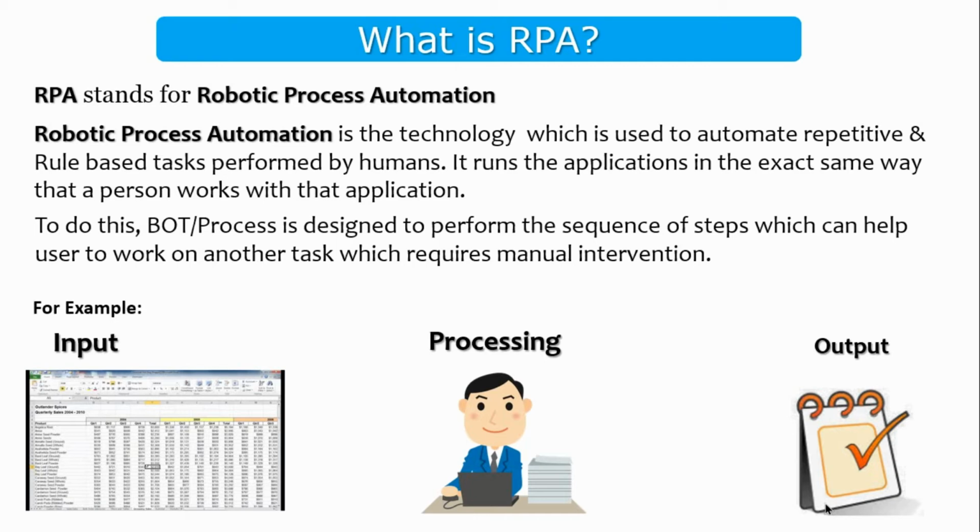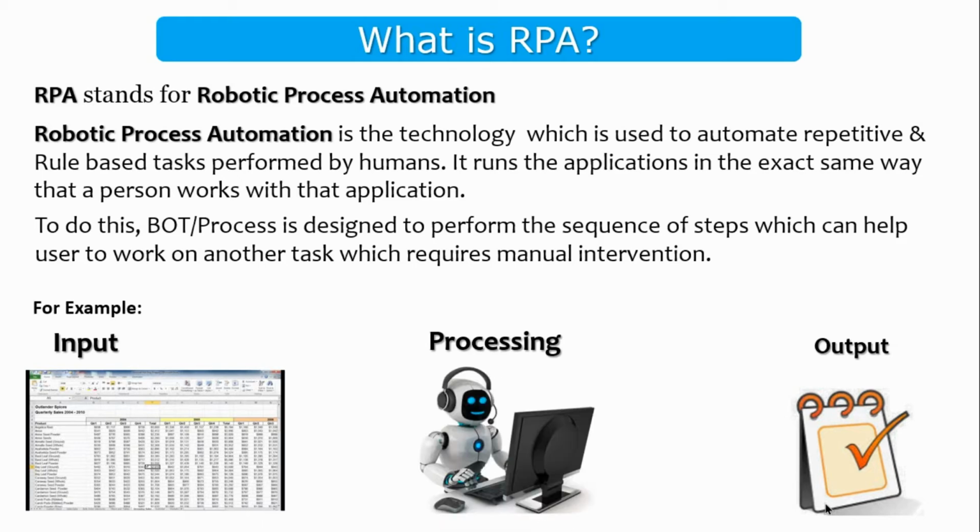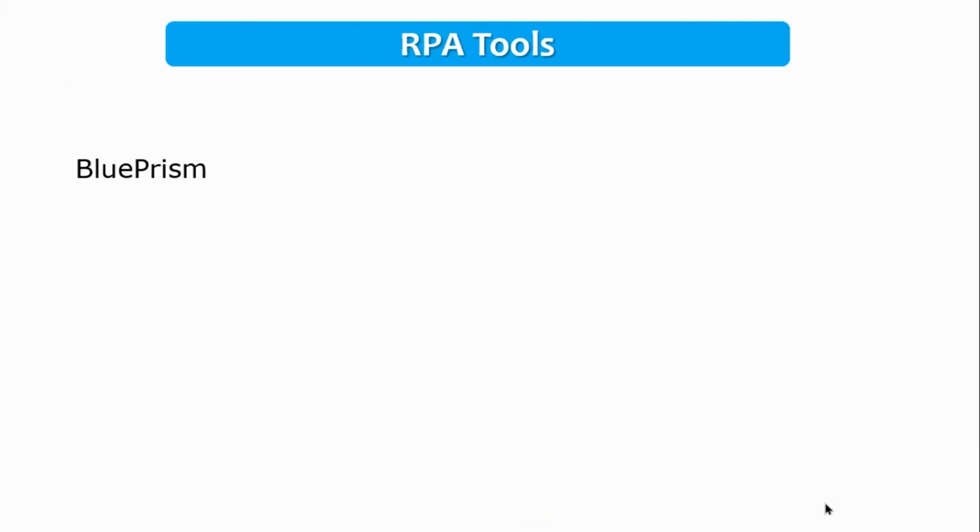So what will happen once that bot is designed based on the sequence of steps, then that bot will complete all these things, and instead of that, that person will focus on another work, another task which requires manual intervention.